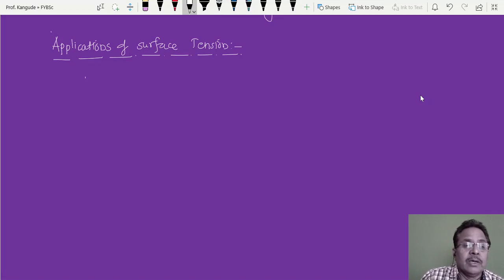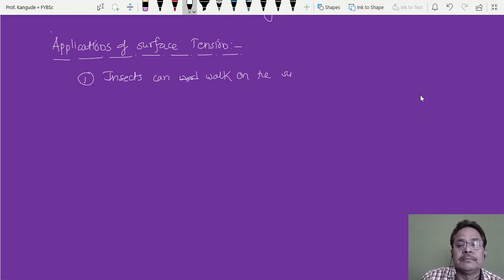First, insects can walk. That is the water strider we have seen. Insects can walk on the surface of water. This is one very common example.